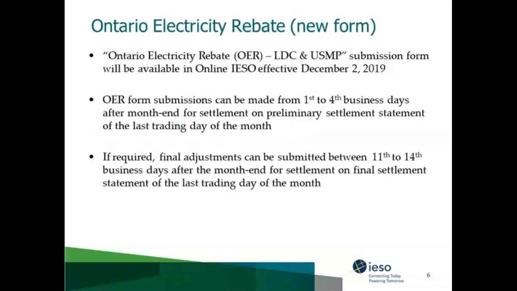Similar to other submissions that you are aware of, this OER form will be available during the first 4 business days of the month for preliminary claims to be included on the last trading day of the month. The form will also be available between the 11th and 14th business day of the month for any final adjustments that you would like to make to your claims.